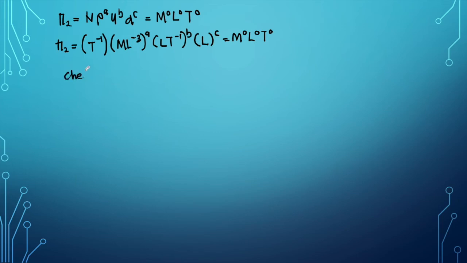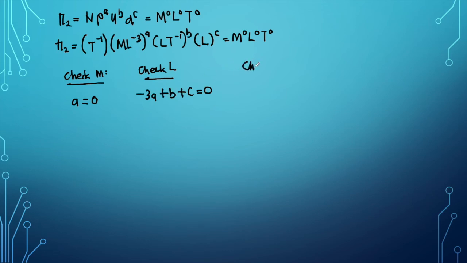Then check M. Here we have M power of 1 times A is A. No M here, also here, and equal to 0. So your A is 0. So check L. There is no L here. Here L minus 3 times A, minus 3A. Okay. L here is 1 times B plus B. Okay. L here is 1 times C plus C equal to 0. We cannot solve this yet because there are two unknowns here.